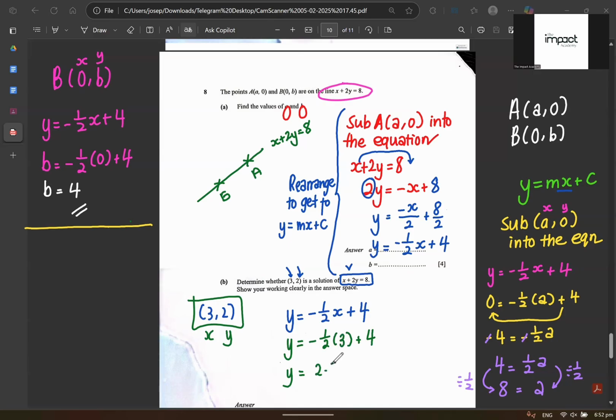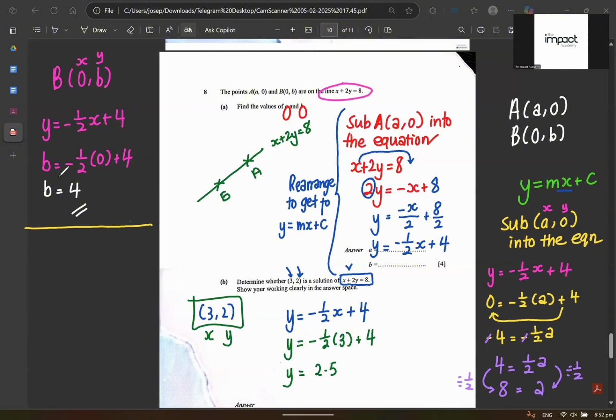2.5, huh? You sure? Confirm? Okay, let's check. Negative half times 3, you know what the meaning of that is, right? That's 4. Okay, very good. So do you think y is 4? Very good. So how are you going to say it?